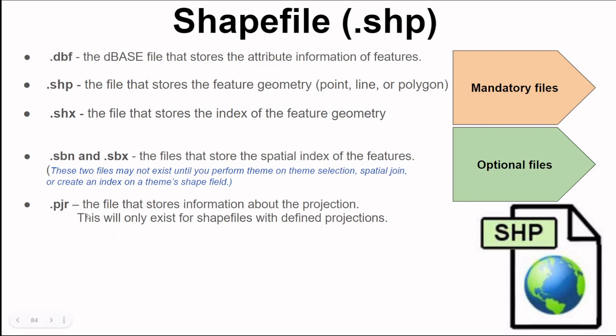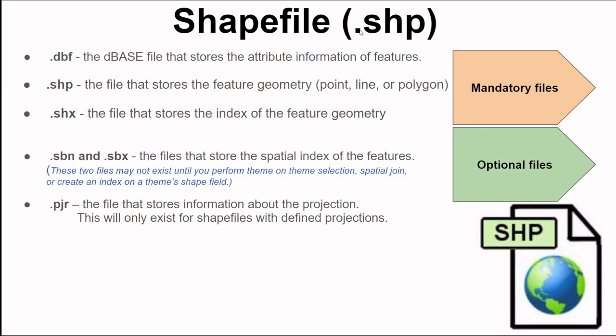If you have a file and you have not projected it, you will not see the .prj. A geographic coordinate system which is not yet projected might not have any .prj file. That's why these ones are optional, because they are added through pre-processing or through geoprocessing. Okay, so that is the structure of the shapefile that we have.